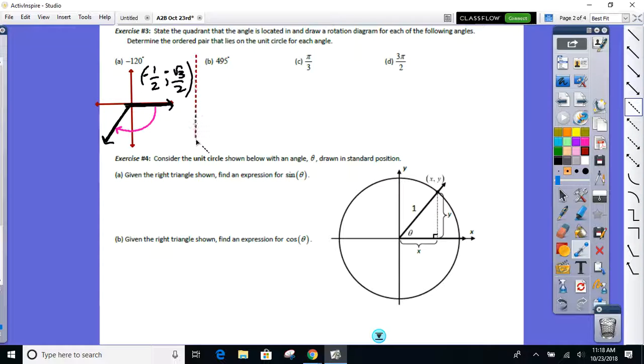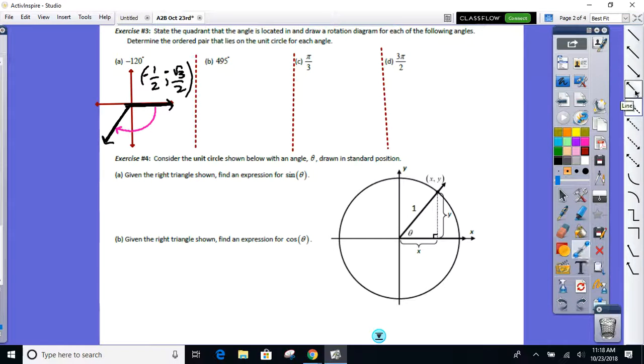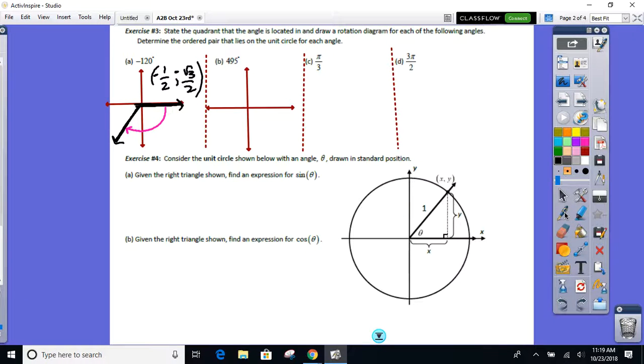Okay, 495. Go all the way around, that's 360. Another 90's 450. So it looks like I'm in what quadrant here, ladies and gentlemen? Second quadrant. And yes, make sure that rotational arrow goes all the way around.